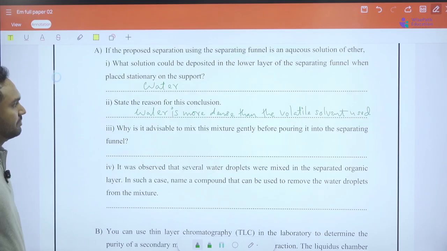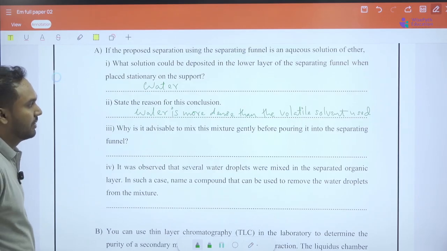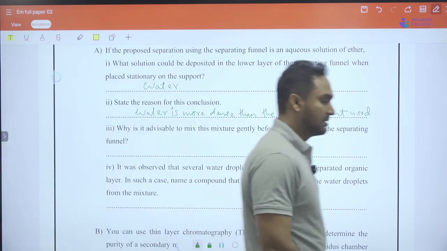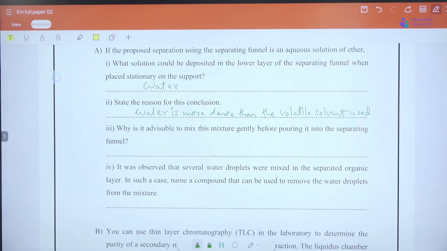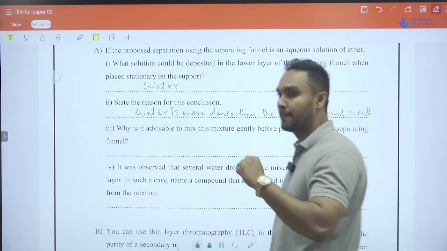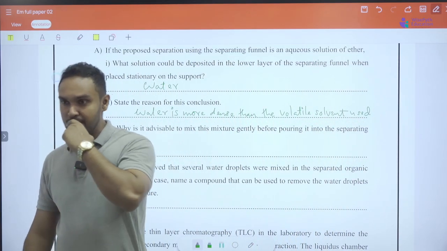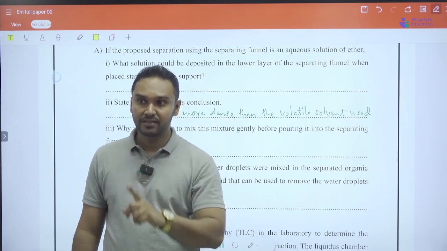Why is it advisable to mix this mixture gently before pouring into the separating funnel? Why do you mix? Now there's one good answer for that. Yes, that is correct, even distribution. But there's one good phrase for that. What? Homogeneous? No. There are two phases there.